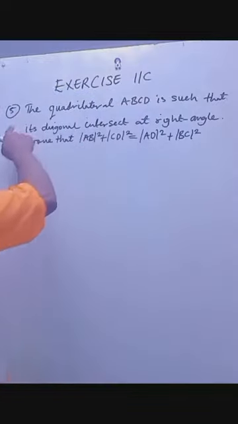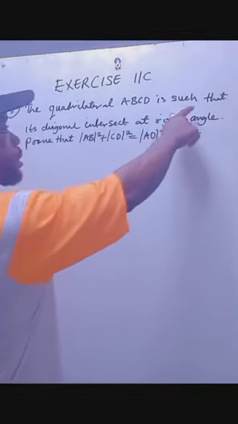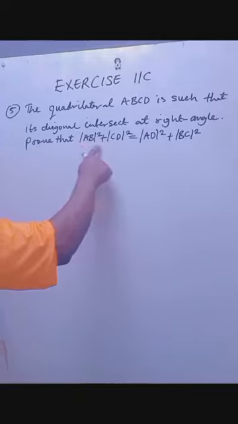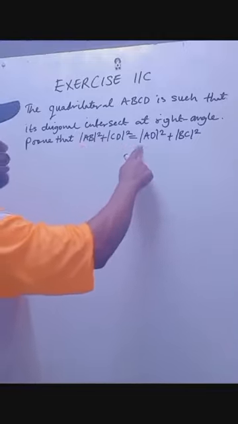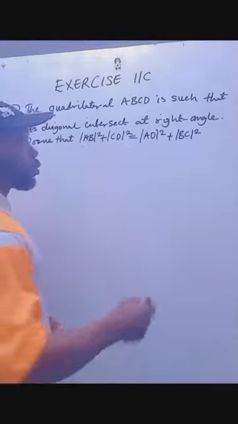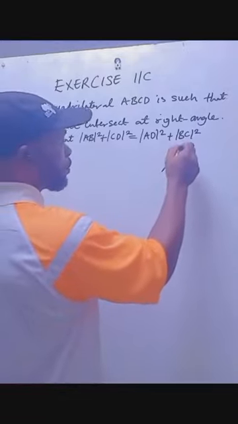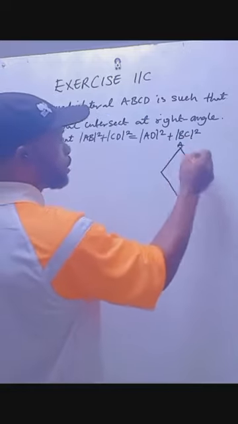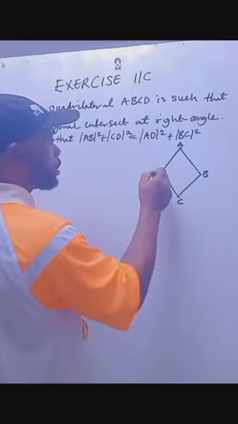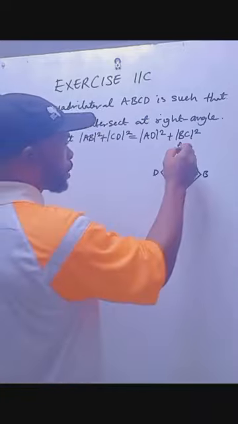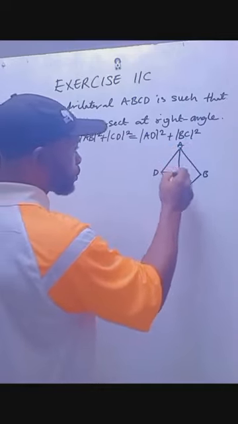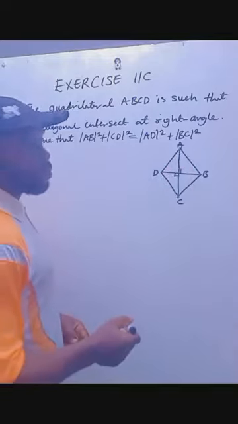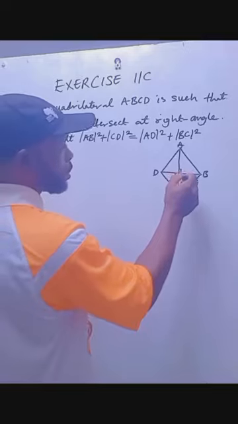Exercise 11C, question number 5. The quadrilateral ABCD is such that its diagonals intersect at right angles. Prove that AB squared plus CD squared is equal to AD squared plus BC squared. So let this be the diagram of the quadrilateral, labeled A, B, C, and D. And let the diagonals intersect at right angles. Let the point of intersection be O.